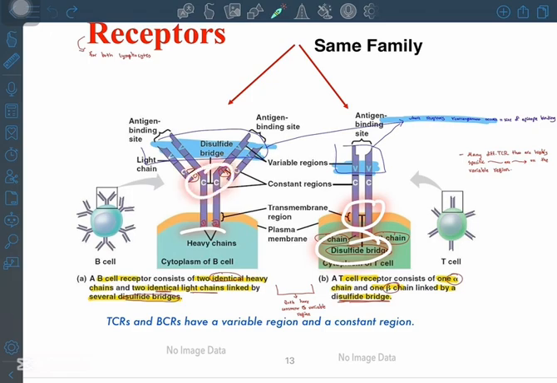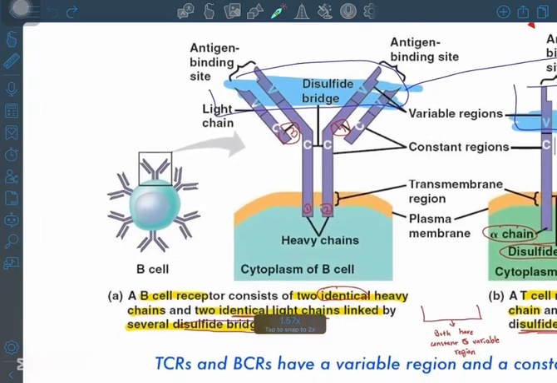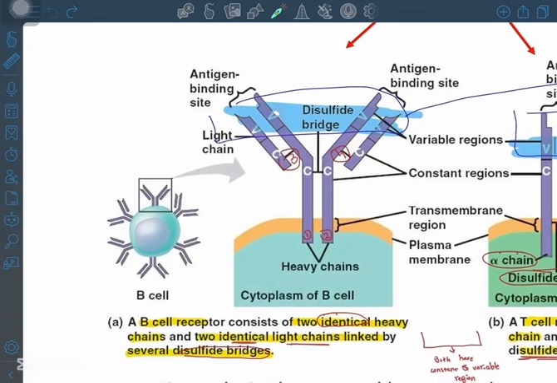Okay, here it is. Now, when we go to BCR, we're going to notice that we have basically two identical heavy chains and two identical light chains. Which one is the light and which one is the heavy? This one is the light chain, as you can notice, and this one is the heavy. So the bottom ones are the heavy, and the ones that are here, as if they're arms, those are the light chain.